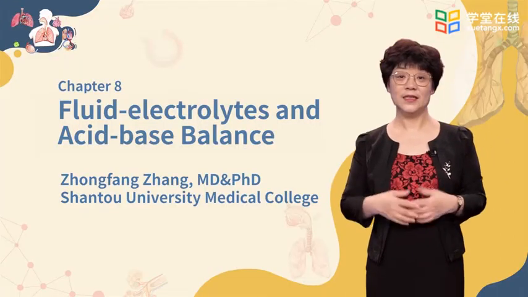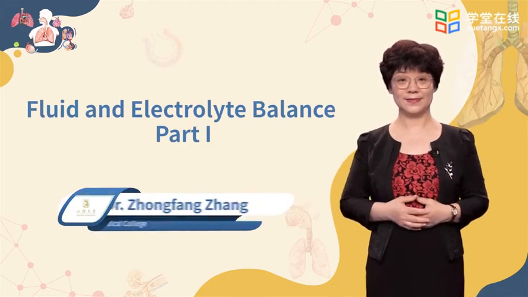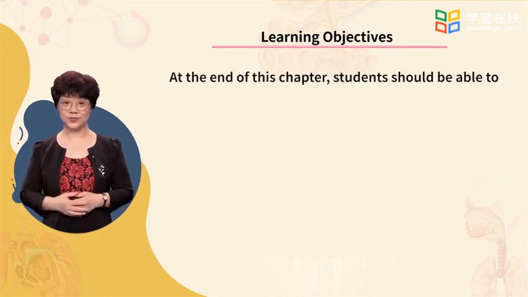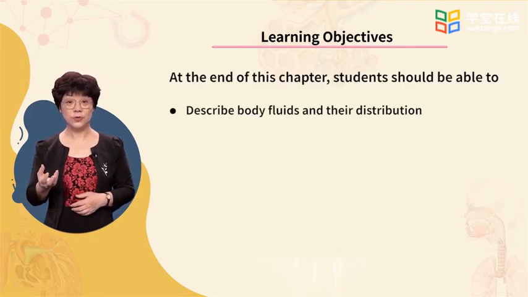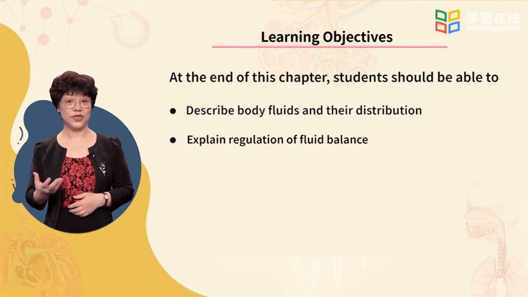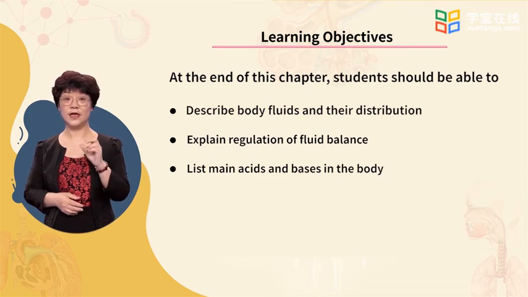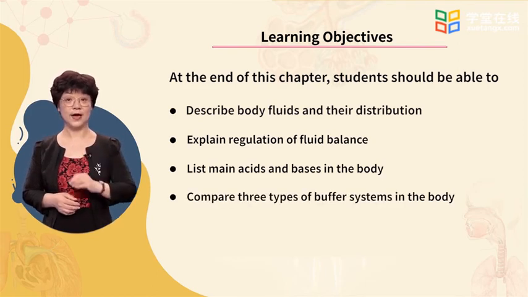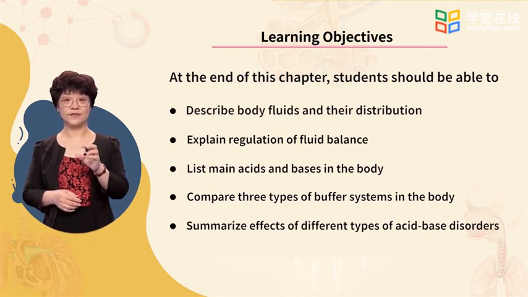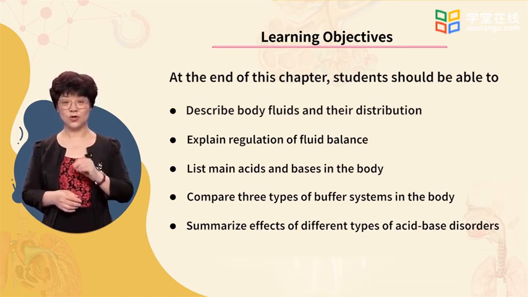Hi everyone. This week we will talk about fluid, electrolytes, and acid-base balance. Here are the learning objectives. At the end of this chapter, you will be able to describe body fluids and distribution, explain regulation of fluid balance, list main acids and bases in the body, compare 3 types of buffer systems in the body, and summarize effects of fluid and electrolyte imbalance and acid-base disorders.